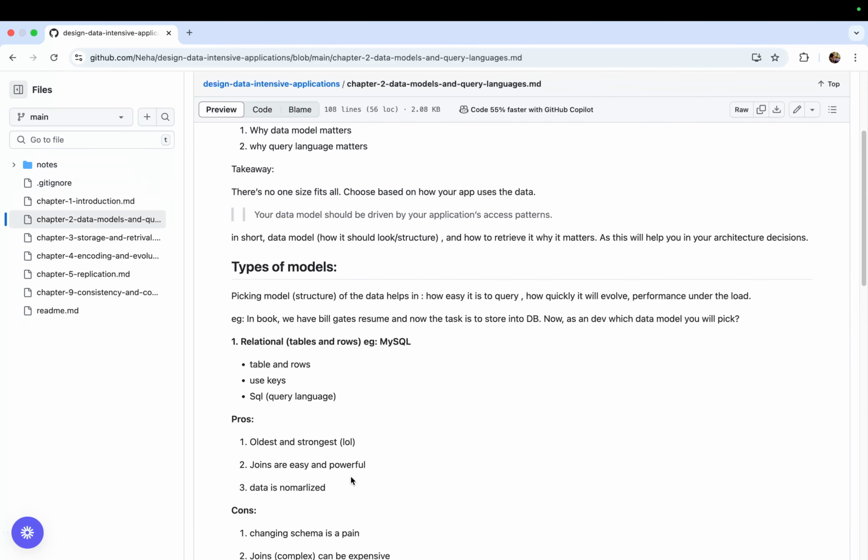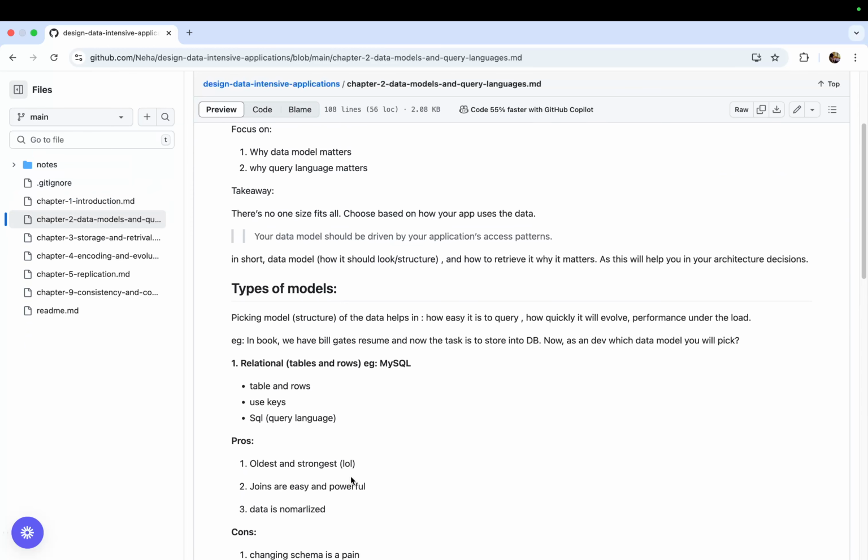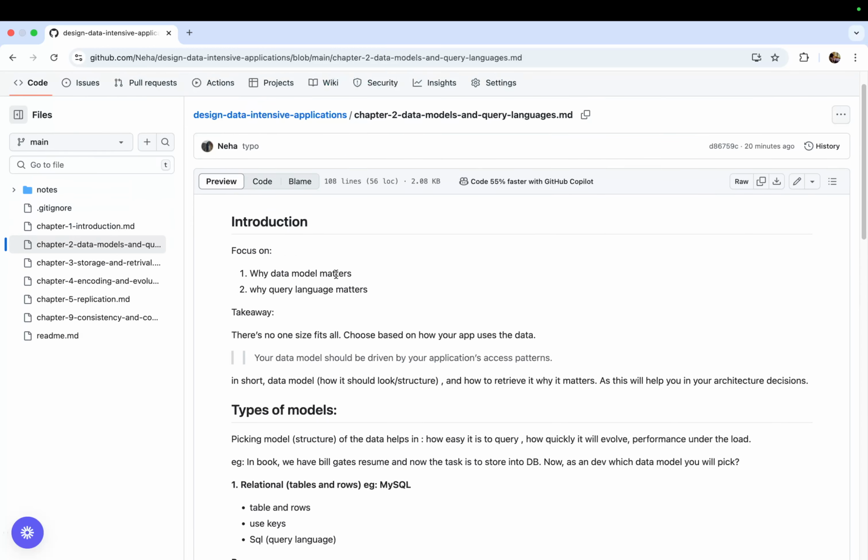So this is about chapter 2, where the focus was why data model matters, why query language matters, different kinds of data models, different kinds of query languages. So this was about this chapter, and I will see you in the next video where we are gonna talk about the storage and retrieval in our application.